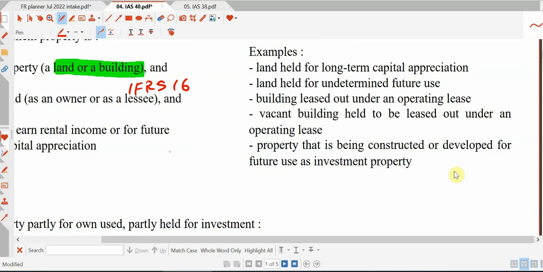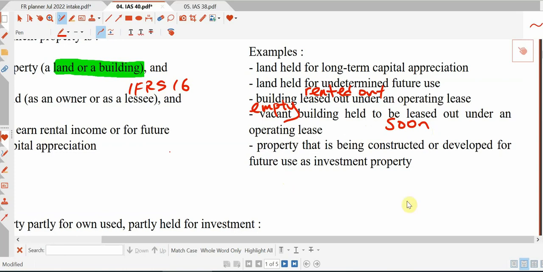Okay, coming back here. Leases means rental. But tonight, I try to keep everything simple. Okay, so building rented out under an operating lease. So building rented out is investment property. Vacant means empty. Empty building held to be leased out soon under an operating lease. So number three, number four looks similar, but number three is already rented out. Number four, soon, they are planning to, they are looking for customers, and they're renting out soon.